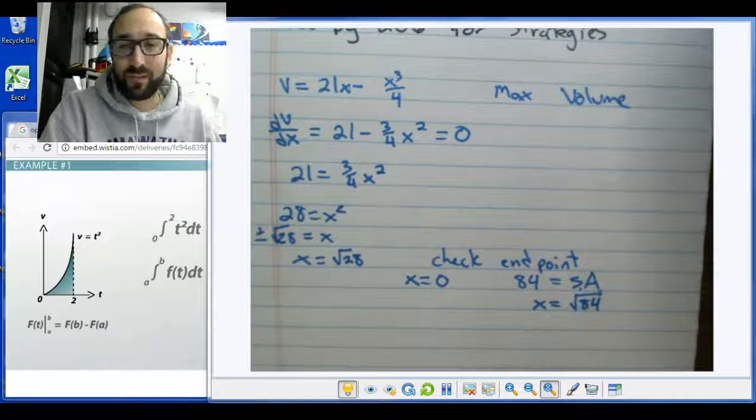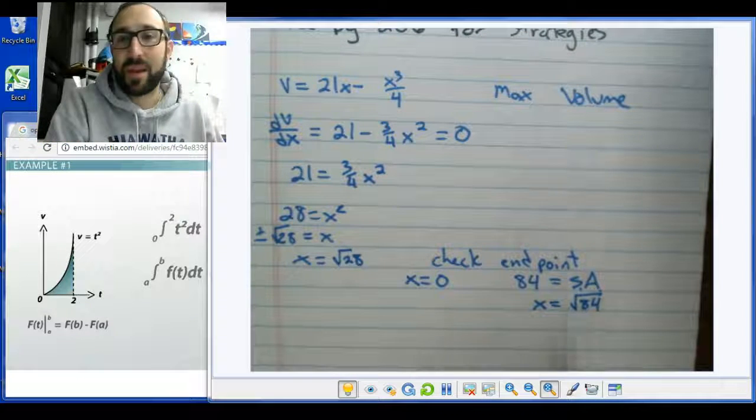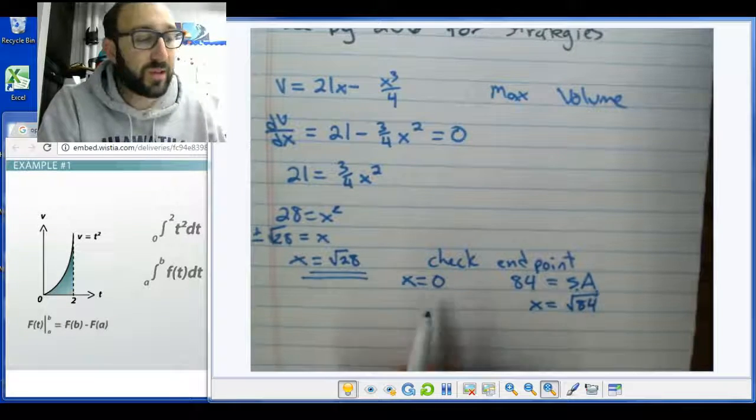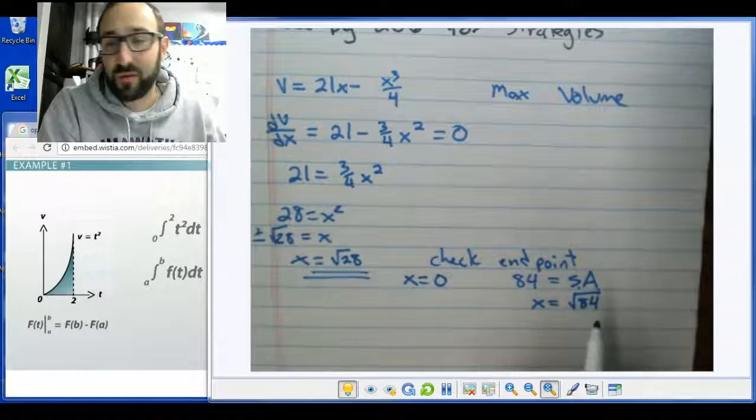But you say, well, why do we have to check those? Because sometimes that might be the case. It may not be for the box. I mean, it doesn't really make sense. I'm guessing this is probably going to be our answer. But still, get in the habit of checking those endpoints, and that's why we're doing this example.